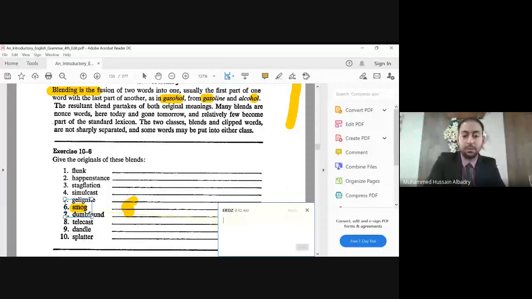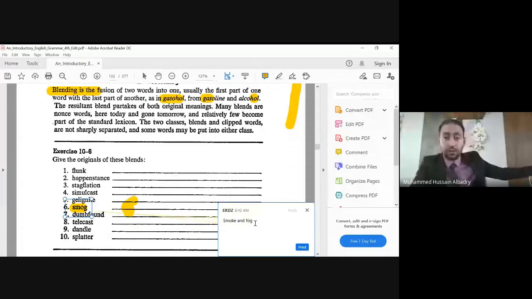Smoke and fog. You know the meaning of smoke, and you know fog. Today it's foggy. Okay, it is foggy. It is foggy when I come here to college. It's foggy. It was foggy in the morning. It was foggy. So smoke and fog.